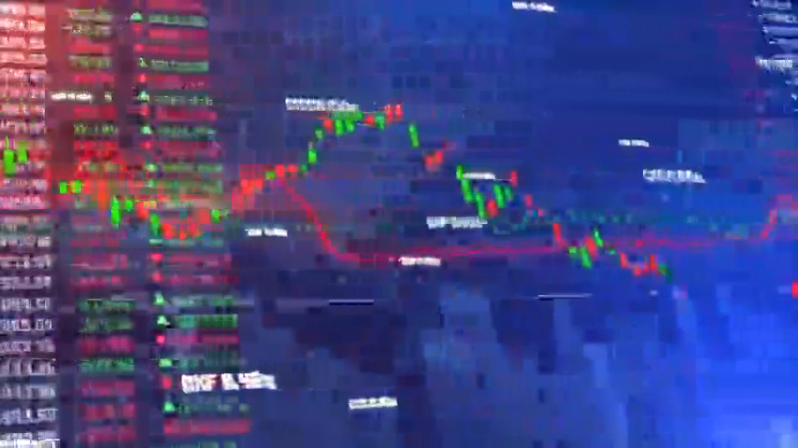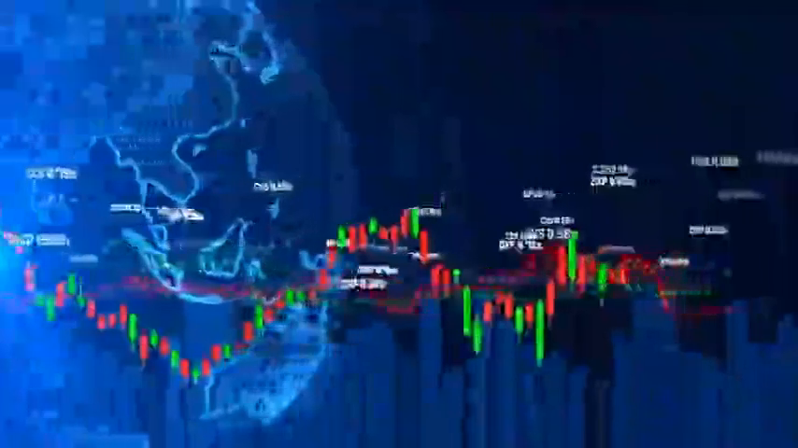On the left-hand side of the screen, you'll see a navigation bar that allows you to access different parts of the platform. You can see your account balance, buying power, and portfolio performance. If you click on the trade button, you'll be taken to the trading screen. This is where you can buy and sell stocks.